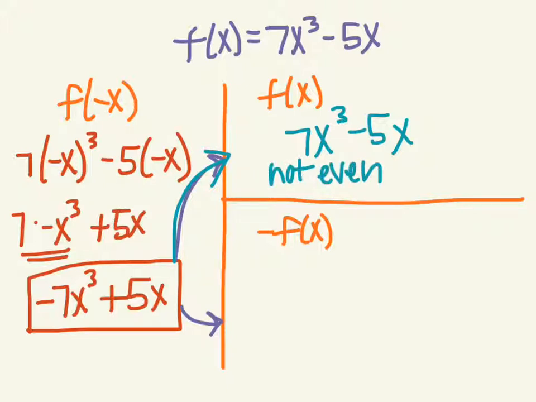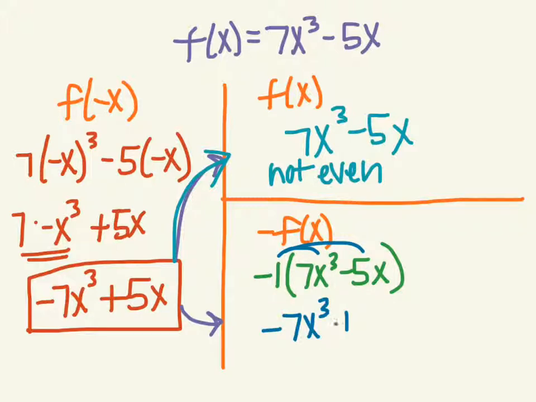For the second part, the negative f of x, we're going to take a negative 1 and multiply it by the original function. Now here, since there's no fraction like there was in the last one, we don't have to worry about which terms change signs and which don't. You're just going to distribute it all the way in. So we have a negative 7x cubed plus 5x, and that's simplified.